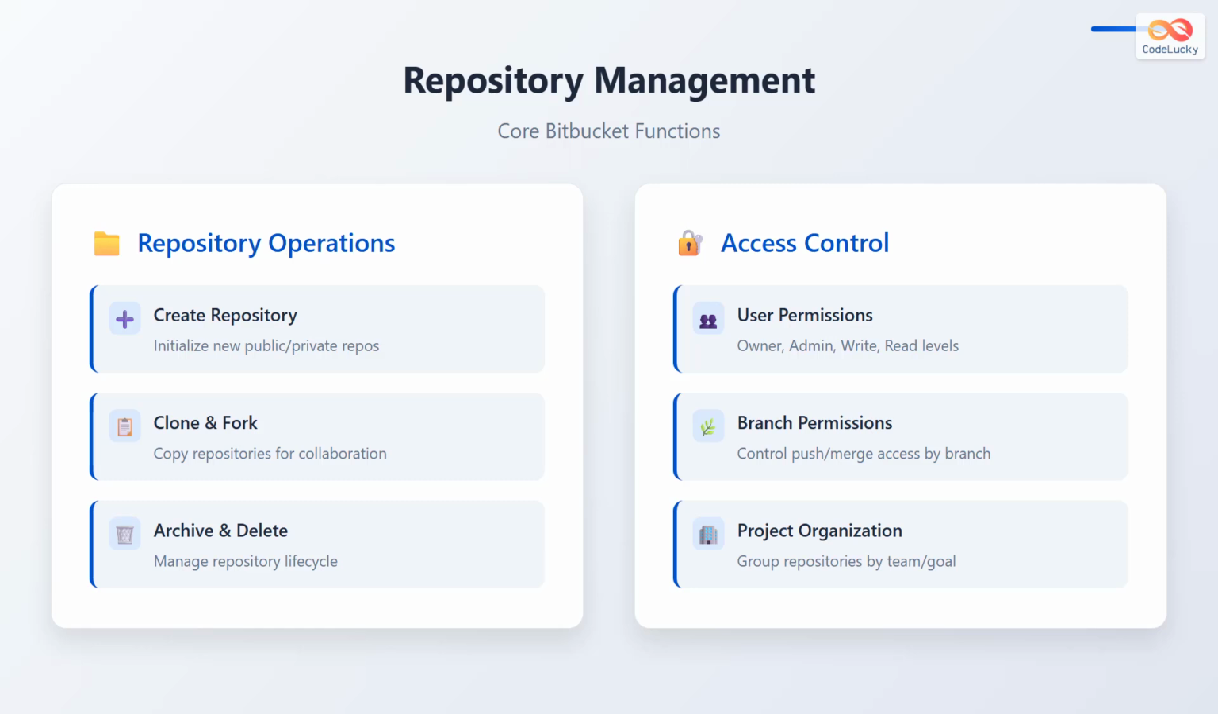no longer needed. Access control is equally important, featuring multiple permission levels including owner, admin, write, and read access for different team members. Branch permissions allow administrators to control who can push changes or merge code to specific branches, ensuring code quality and security. Finally, project organization helps teams group related repositories together, making it easier to manage multiple projects and maintain clear organizational structure.